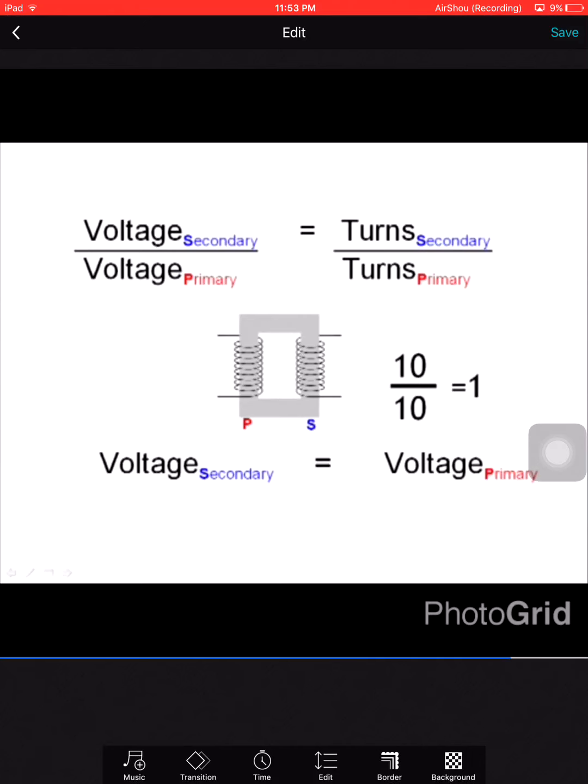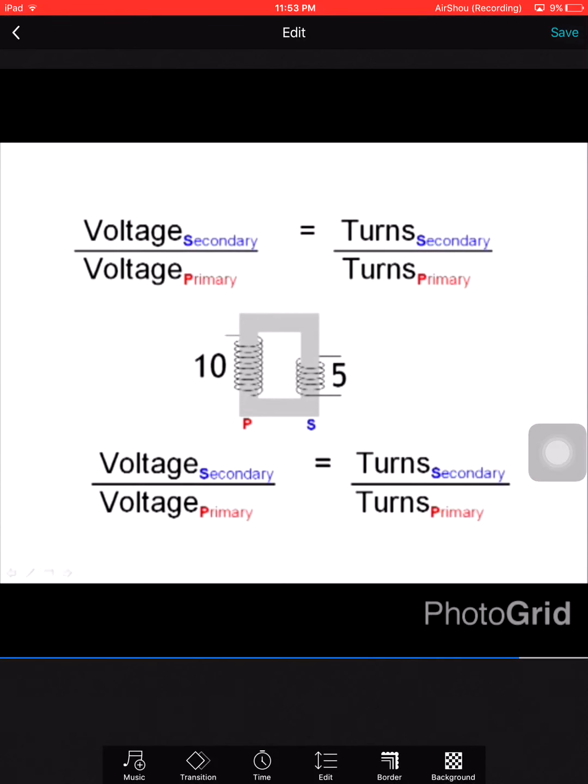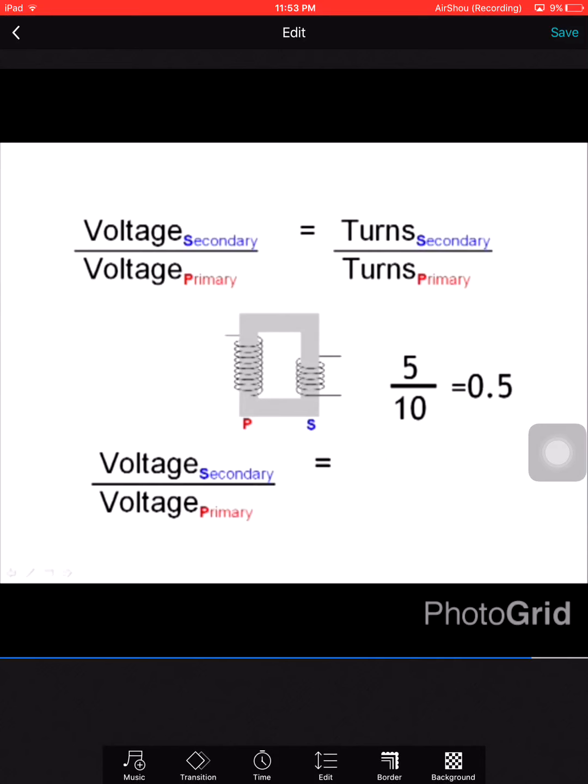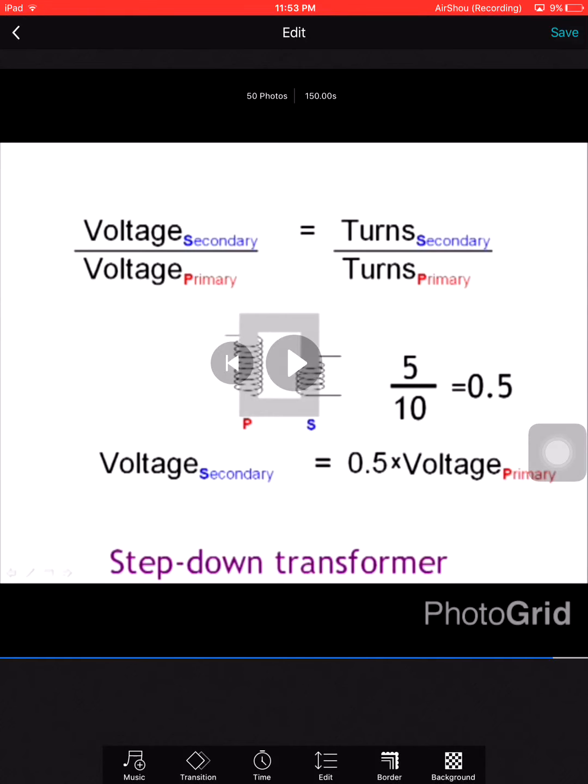But for example, let us take that the number of turns in the primary is 10 and 5 in the secondary. Therefore, 5 divided by 10 equals 0.5. Therefore, the voltage in the secondary equals 0.5 times the voltage in the primary circuit.